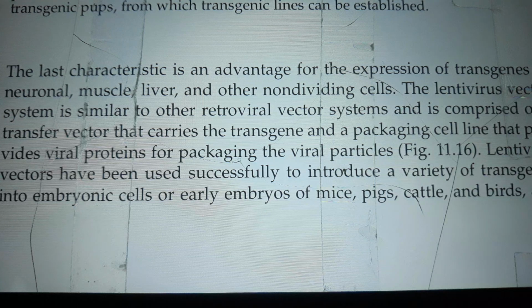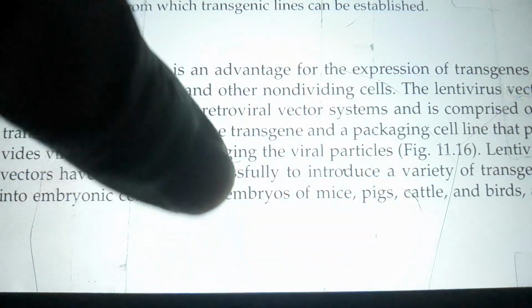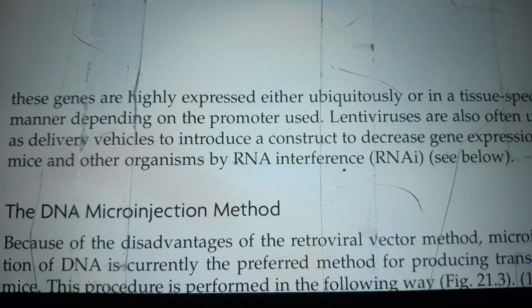Lentiviral vectors have been used successfully to introduce a variety of transgenes into embryonic cells or early embryos of mice, pigs, cattle, and birds. And these genes are highly expressed either ubiquitously or in a tissue-specific manner. Depending on the promoter used, lentiviruses are also often used as delivery vehicles to introduce a construct to decrease gene expression in mice and other organisms by RNA interference, RNAi, shown below.